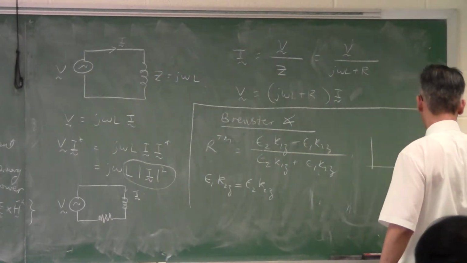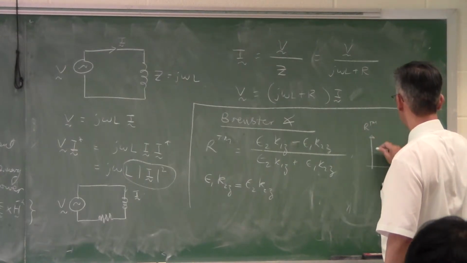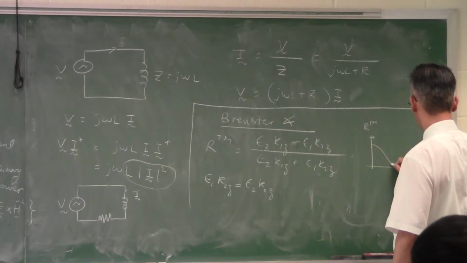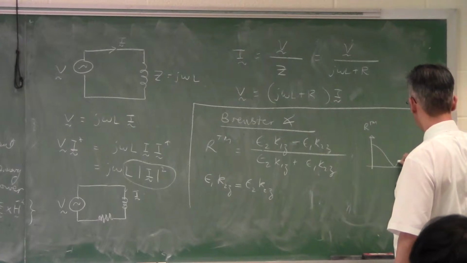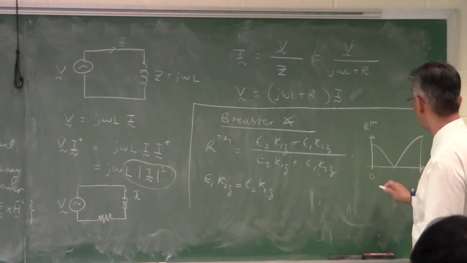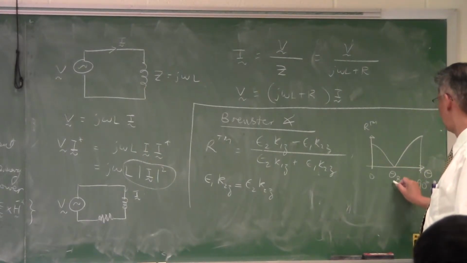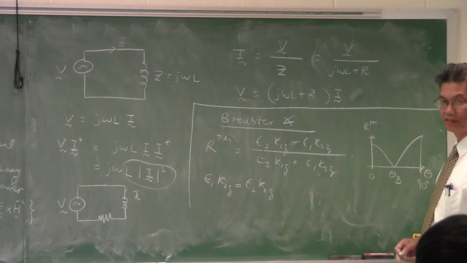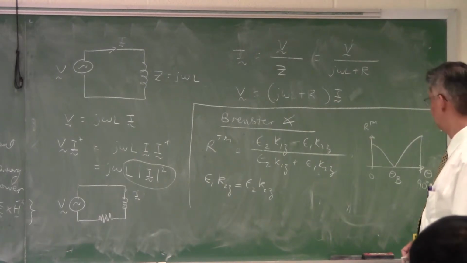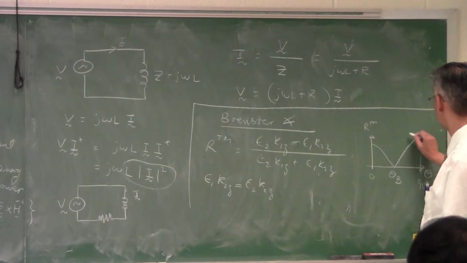So if you plot R TM as a function of angle, say this is 90 degrees, this is 0 degrees. There could be an angle in between, known as the Brewster angle, where the reflection coefficient goes to 0. Okay, this is R TM. R TE will look something like this.